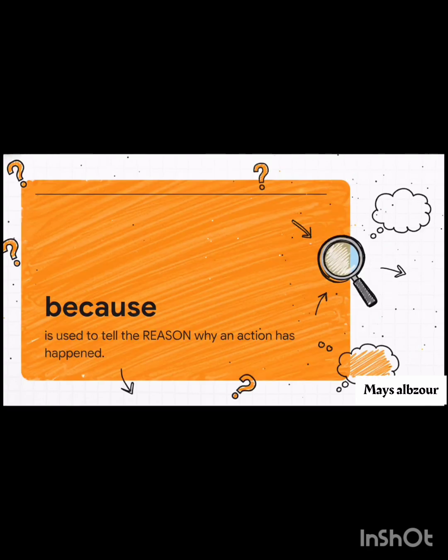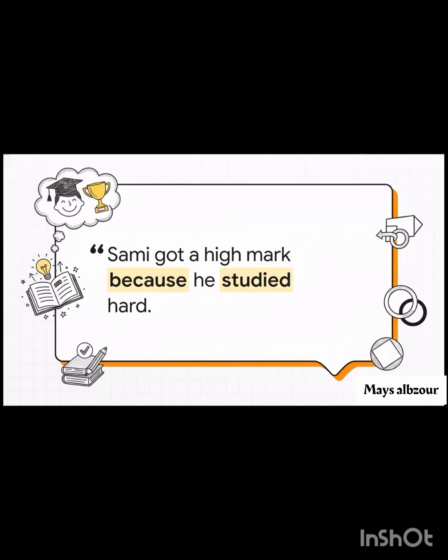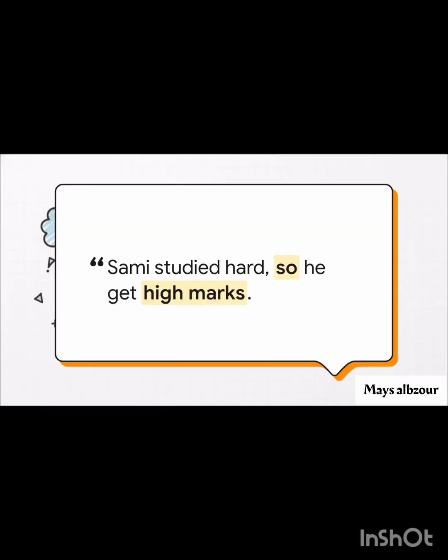Let's start with because. It is used to tell the reason why an action has happened. So our Madarik makes clear that because just gives you the reason for something. So why did Sammy get a high mark? Because he studied hard. Next we have so. It is used to show the result after an action has happened. Notice Madarik points out it's often preceded by a comma. Sammy studied hard, so he got high marks.